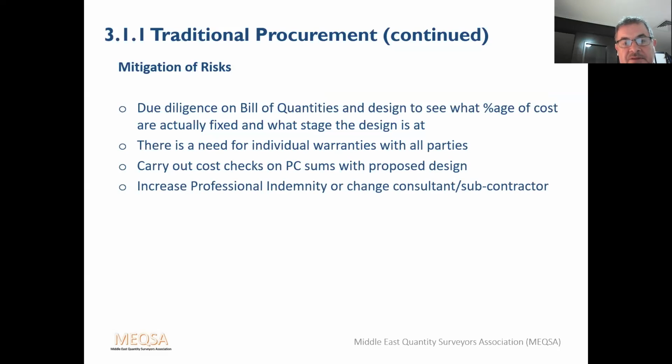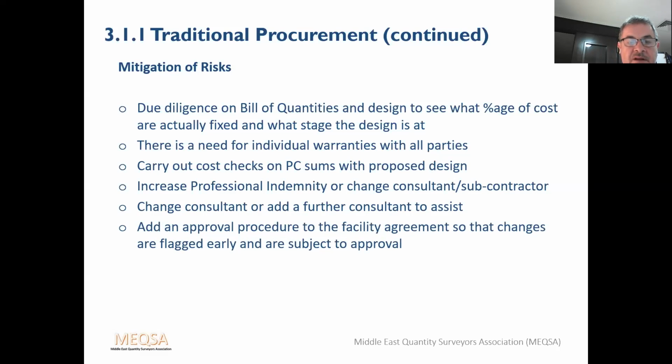You can increase the professional indemnity or change the consultant or subcontractor if there's specific concerns. You can change a consultant or add a further consultant to assist, perhaps for a specialised part of the project. You can add an approval procedure to the facility agreement so that changes are flagged early and subject to approval. It's quite difficult to do this under standard forms of contract, but under some partnering such as NEC, there's early warning system which can work quite well. Any changes are costed before they're approved, and they're usually costed within 14 days.